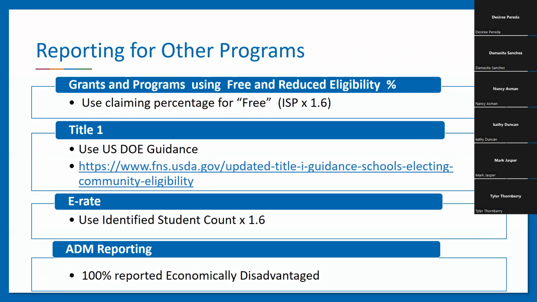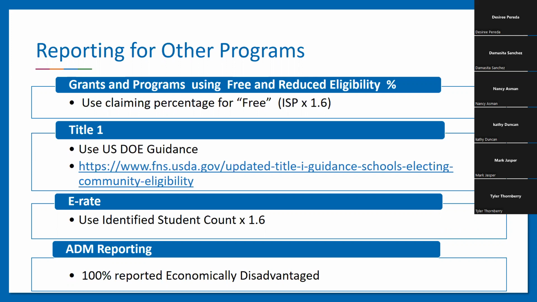In this slide is a summary of how to use free and reduced data in other programs to demonstrate socioeconomic need. For programs requiring the percent free and reduced price eligible, the claiming percentage for free would be your ISP, your identified student percentage, times the multiplier 1.6. For Title I, you use U.S. Department of Education, and that would be DOE's guidance. For E-rate, use identified student count times the multiplier 1.6.